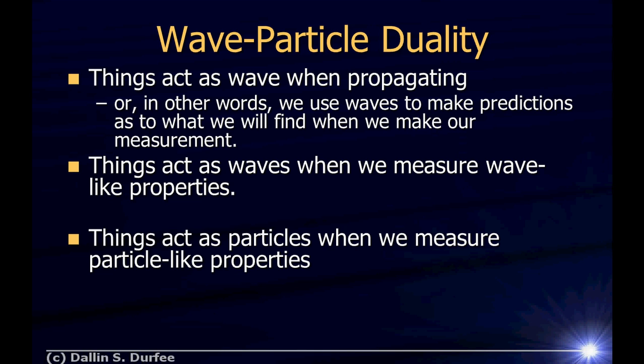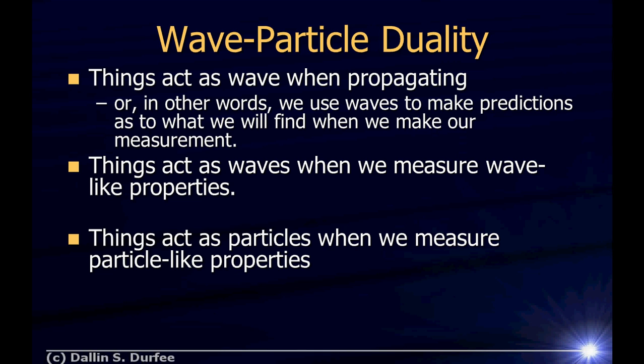Things act as a wave when propagating, or in other words, we use waves to make our predictions as to where we might find a particle when we make our measurements, or if I measure the energy, what energy will I measure? So things propagate as waves, but when I measure something, if I measure a wave-like property, I'll get a wave-like answer. But if I measure a particle-like property, I'll get a particle answer.